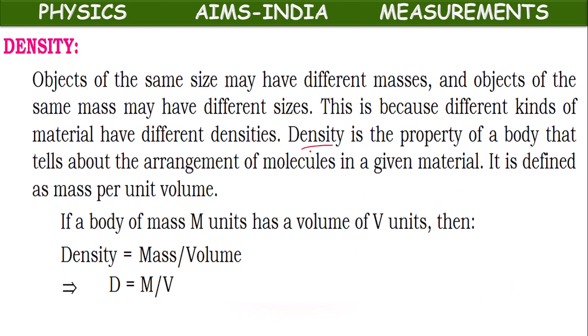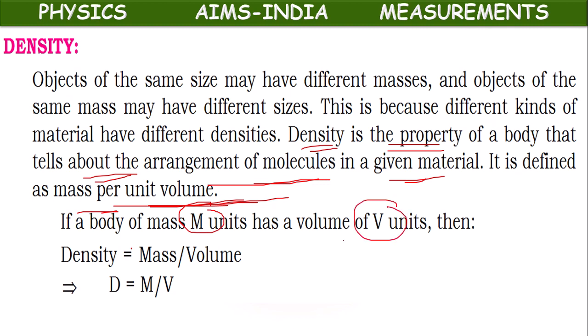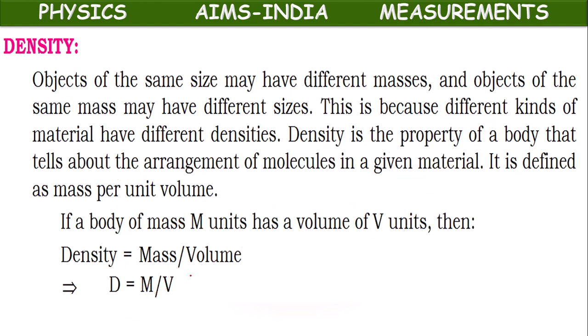So density is a property of a body that tells about the arrangement of molecules in a given material, or mass per unit volume is called density. If a body's mass is m and its volume is v, then density equals mass by volume, d equals m by v. This is the formula for density.